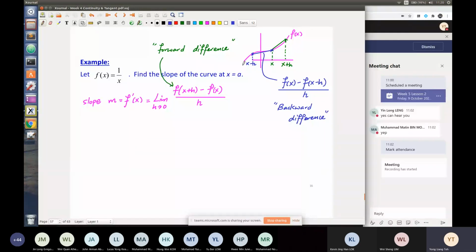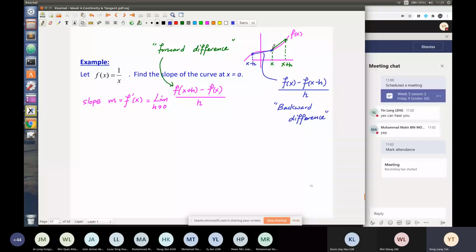Okay, but conceptually, both are equivalent. You can see now, conceptually, you're just taking the slope of the secant line, and then taking the limit as the change in x goes to 0. So it doesn't really matter if you take forward difference or backward difference, because they are all converging towards that tangent line at x.